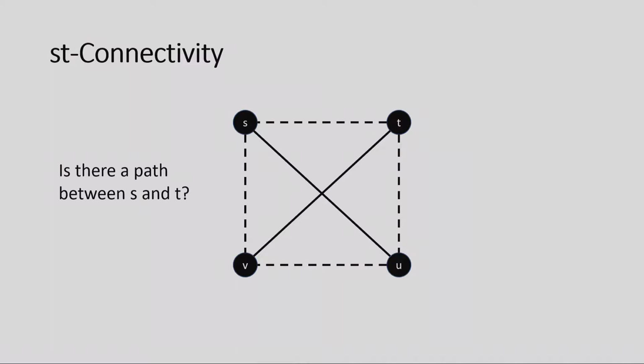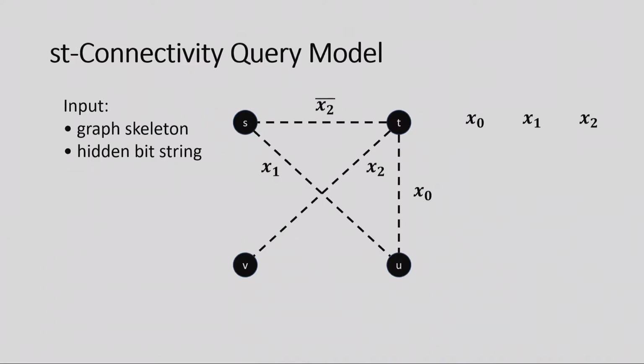from S to T. The query model that we consider for this problem is that we're given as input two things. First, the graph skeleton, which means that we know where all of the vertices are on this graph, and we know where all of the edges might be. And then we're given a hidden bit string, which tells us whether each edge is actually present. So for example, in this problem, we're given a 3-bit string, and the first bit corresponds to whether an edge is present between vertices T and U.